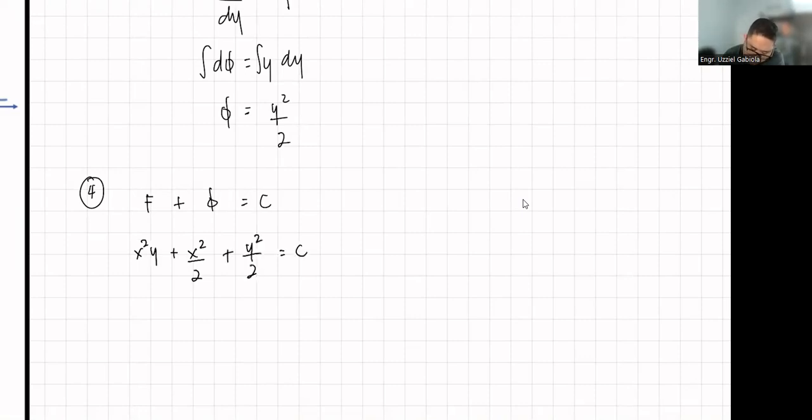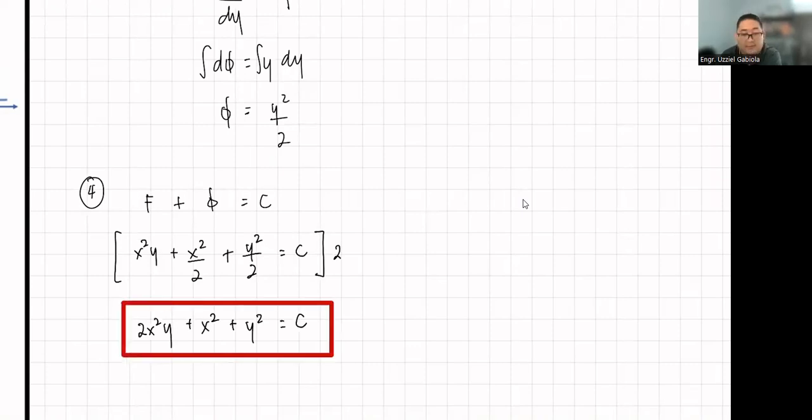So, simplify lang yung equation. Multiply natin ng 2 para walang fraction. So, we have 2x squared y plus x squared plus y squared is equals to 2 times c, pwede nating sabihin c na lang din. Kasi that is any value. So, pag dinimes natin ng 2, that is just multiple nung any value na yan. Okay? So, once you have that, this will be your final answer for this problem.